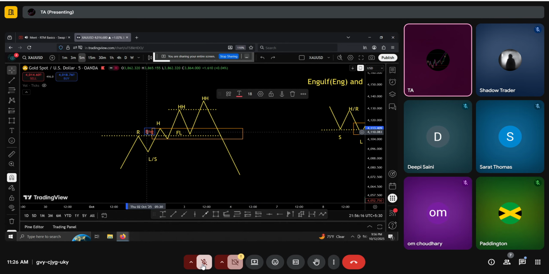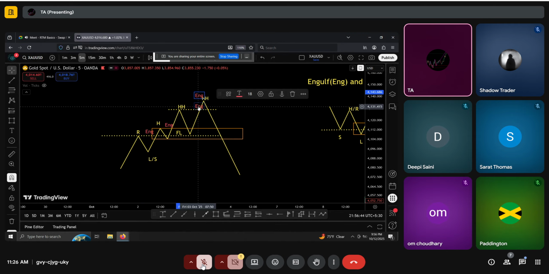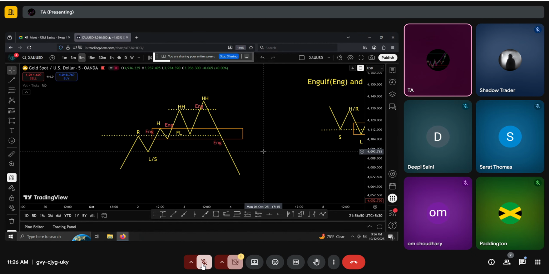Here is the engulf. Then another engulf takes place here. When this high broke to upside, another engulf happened here. And then again, when this higher high is broken, another engulf happened here. Okay. And when price came back and broke this FL to downside, another engulf happened here, right? So did you guys understand what is the engulf in general terms?